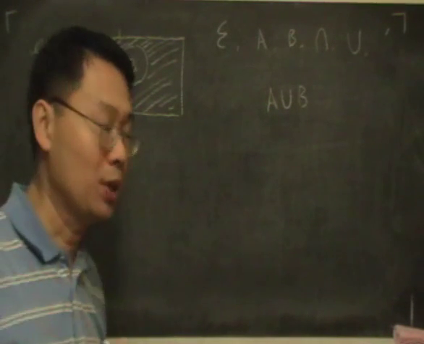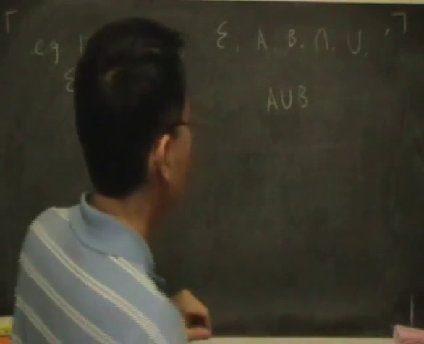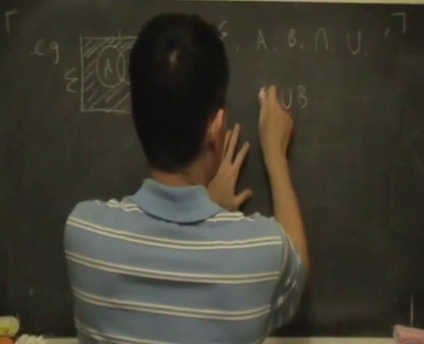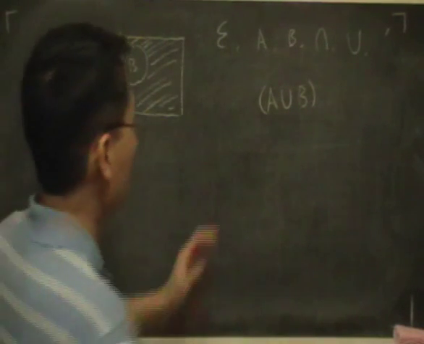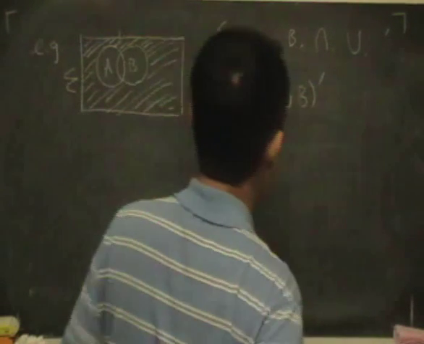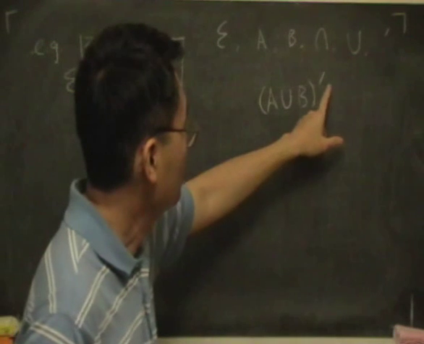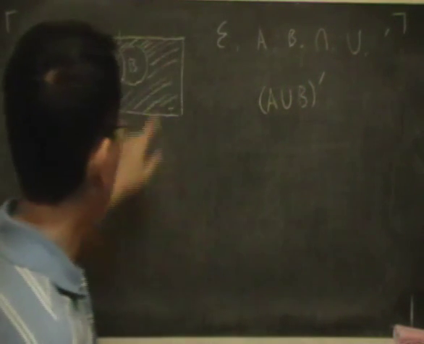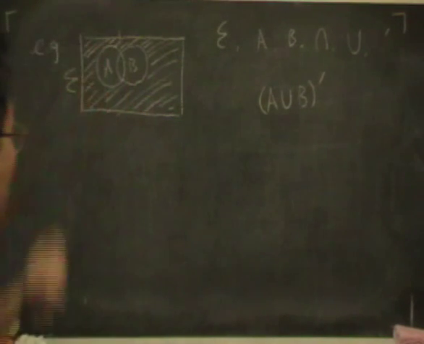But we have just learned what that is. That is the complement. So everything outside A union B, we need to put a bracket around it to make sure that we include everything. A union B, bracket, complement. So this describes the shaded area. So that's how we do this particular question.